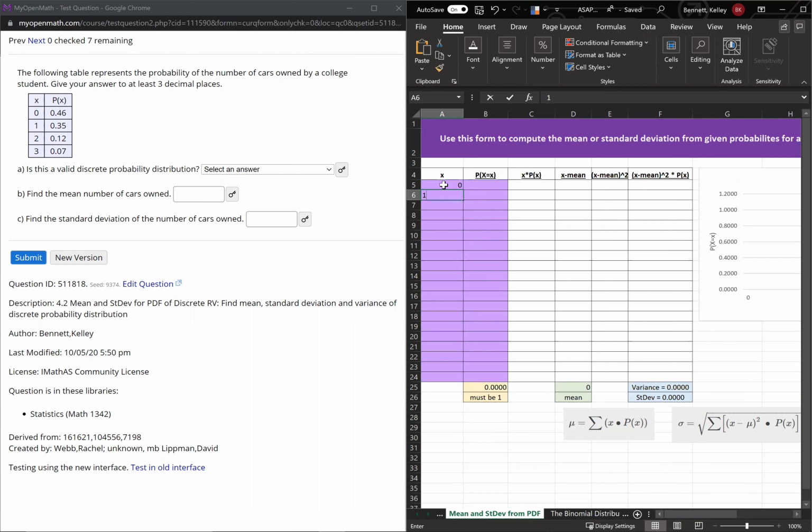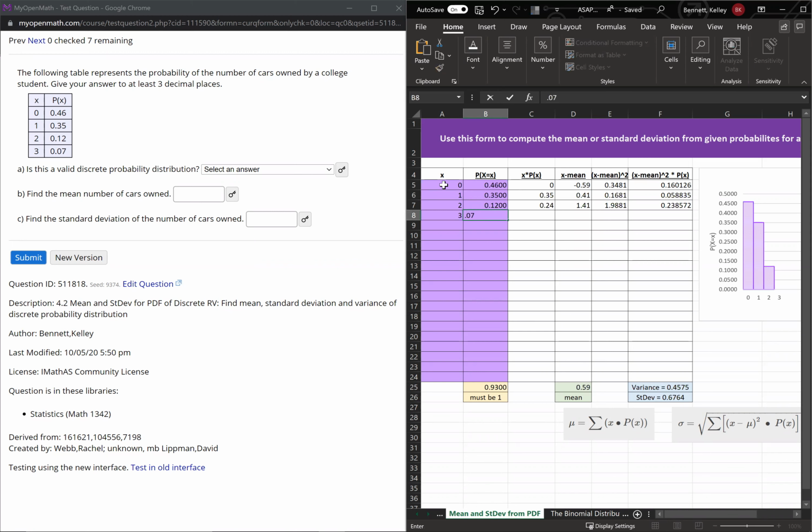So 0, 1, 2, and 3. And then we want to put in our probabilities. As I'm doing this, you'll notice at the bottom, it's going to keep a running total of the sum of our probabilities. So before I put in this last number, notice that it says at the bottom of our probabilities, 0.9300. So we know that in order for this to be a discrete probability distribution, the sum has to be equal to 1. So once I put in my values from the problem, I see that it equals 1.